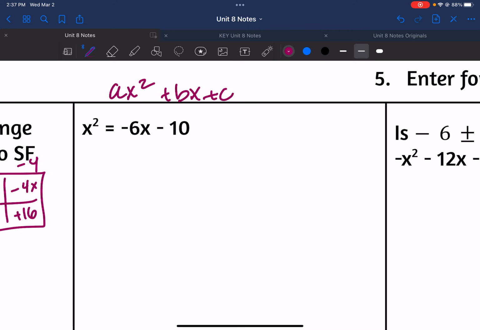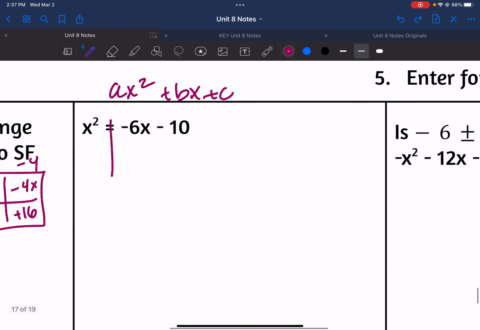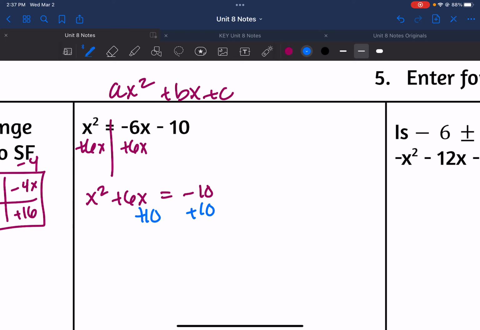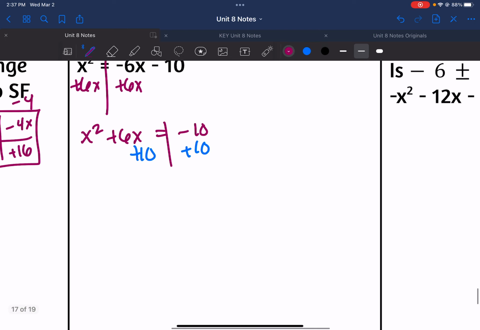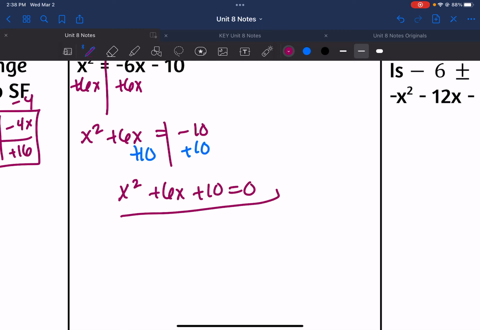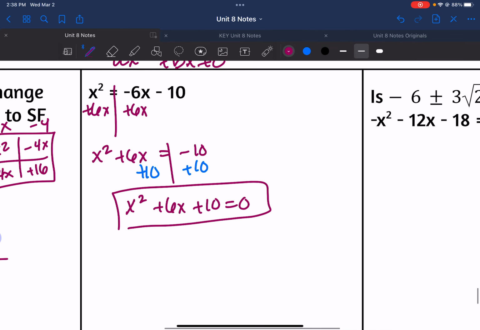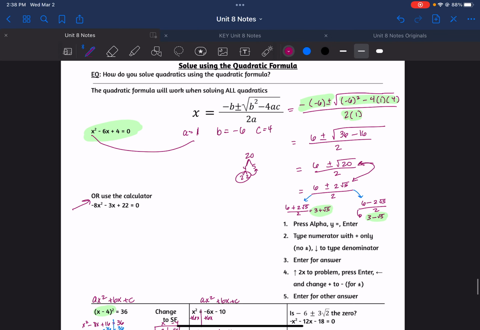All right, so what I would need to do is get all of this to the other side of the equation. Now, how would you do that? Very briefly, if I wanted to cancel it out on this side, to move it to the other side, cancel out is inverse operation. So I would add 6x here, I would add 6x here, so then you would have x squared plus 6x equals negative 10. And then you would have to add 10, right? So then you would have x squared plus 6x plus 10 equals 0. And then that's not your final answer, but that's what you use to plug into the quadratic formula.